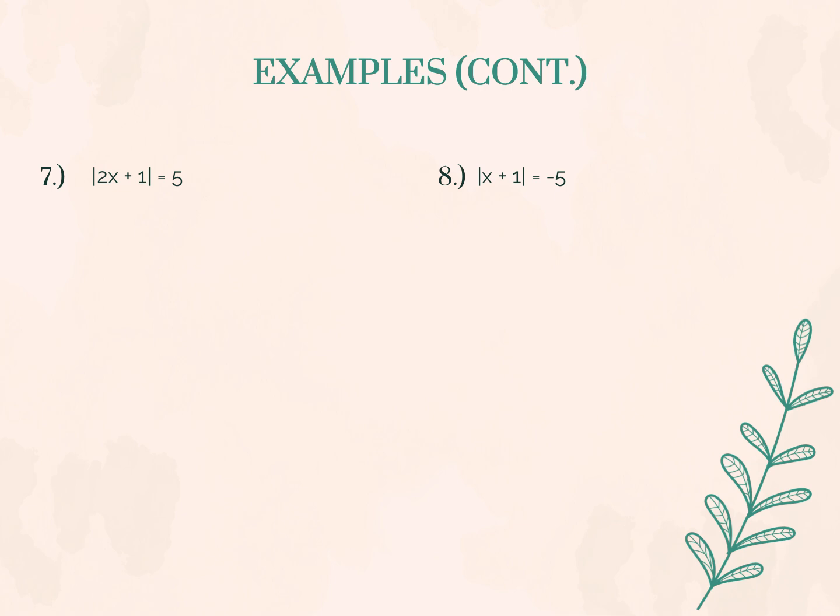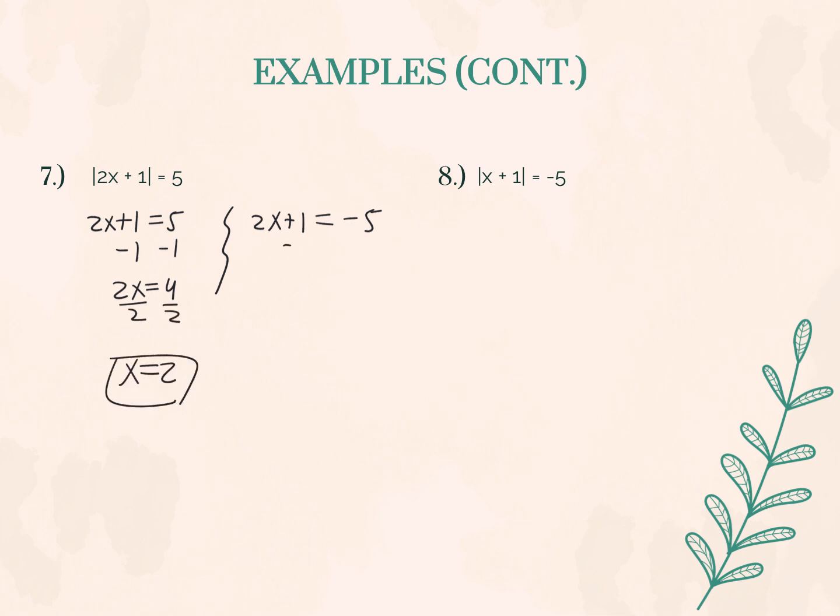I have the absolute value of 2x plus 1 equals 5. My absolute value bars are isolated. So then what I can do is set up two equations: 2x plus 1 equals 5, and 2x plus 1 equals negative 5. And so I just want to solve both of these. I can subtract 1 and get 2x equals 4. Divide by 2, and I get x equals 2. Then subtract 1 over here, I get 2x equals negative 6. Divide by 2, and I get x equals negative 3.